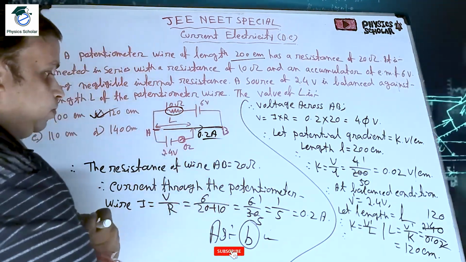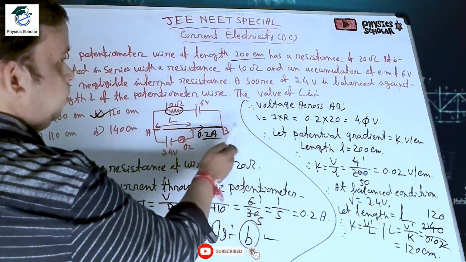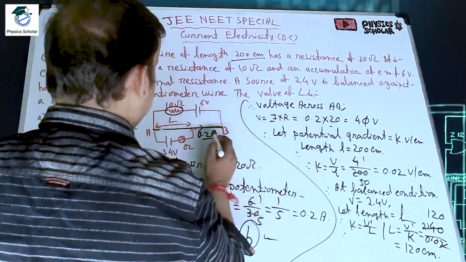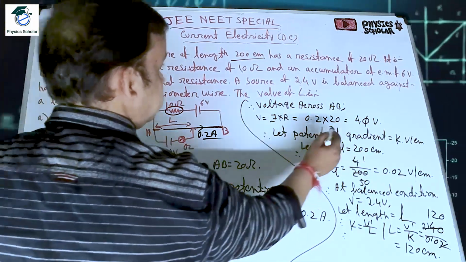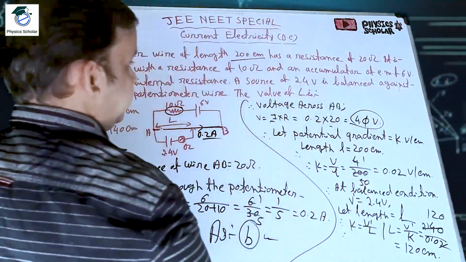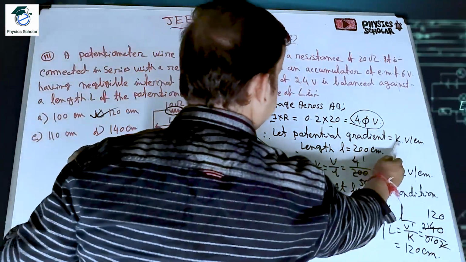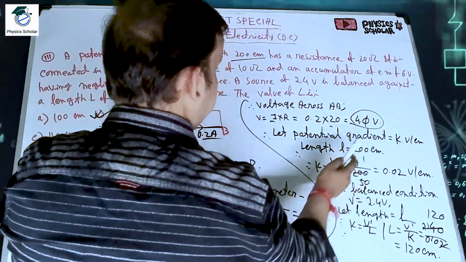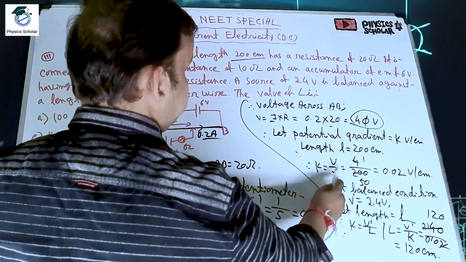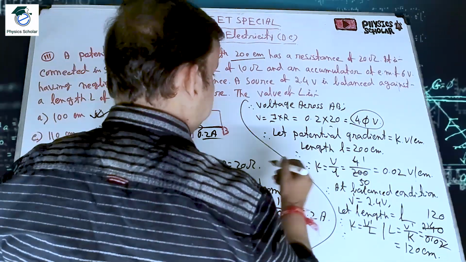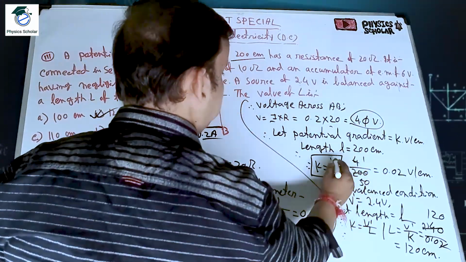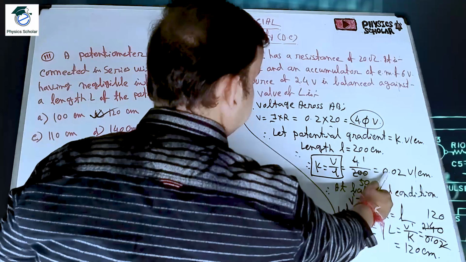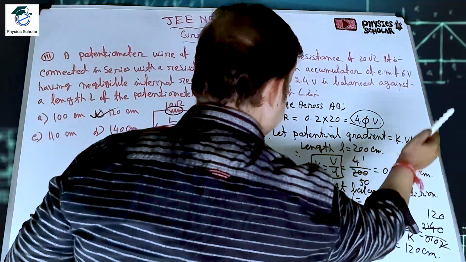Now the voltage across AB is equal to I into R. So what is I? 0.2 into R, the resistance of this wire is 20. So 4 volt. Clear? Let the potential gradient be K volt per centimeter. Total length is 200 centimeter. So K is equal to V by L. That is the formula. K, the potential gradient, is voltage by length. So 4 by 200 is equal to 0.02 volt per centimeter.